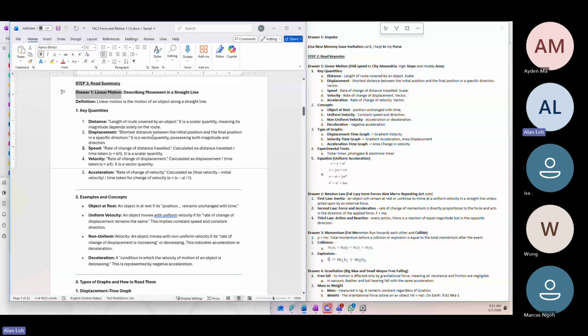Once you read this, ask yourself which drawer. This is drawer number 1, linear motion. Then if you realize this part, number 1 is number 1 here. Okay, number 1 in our step number 2. The difference is it is having more elaborations. So by reading this small paragraph here, you should have new information that you never knew before.